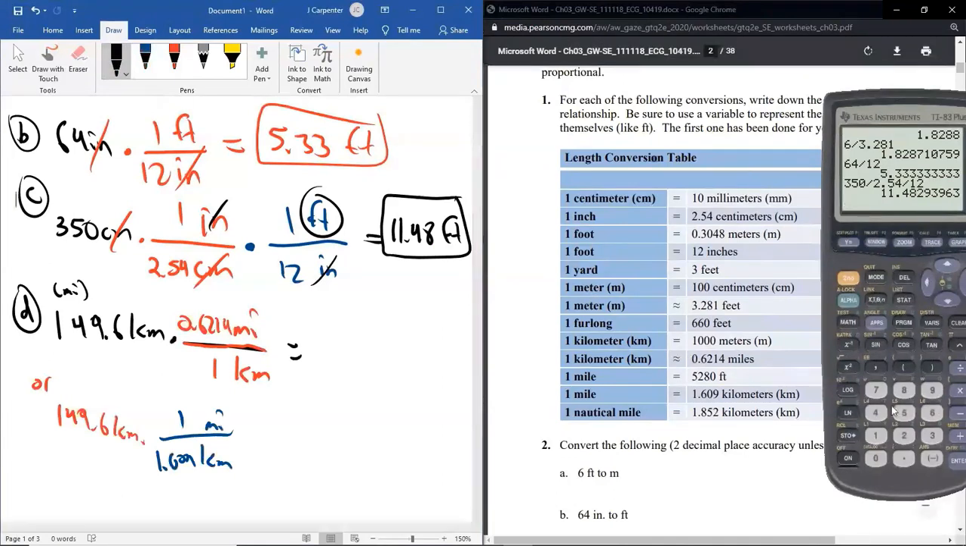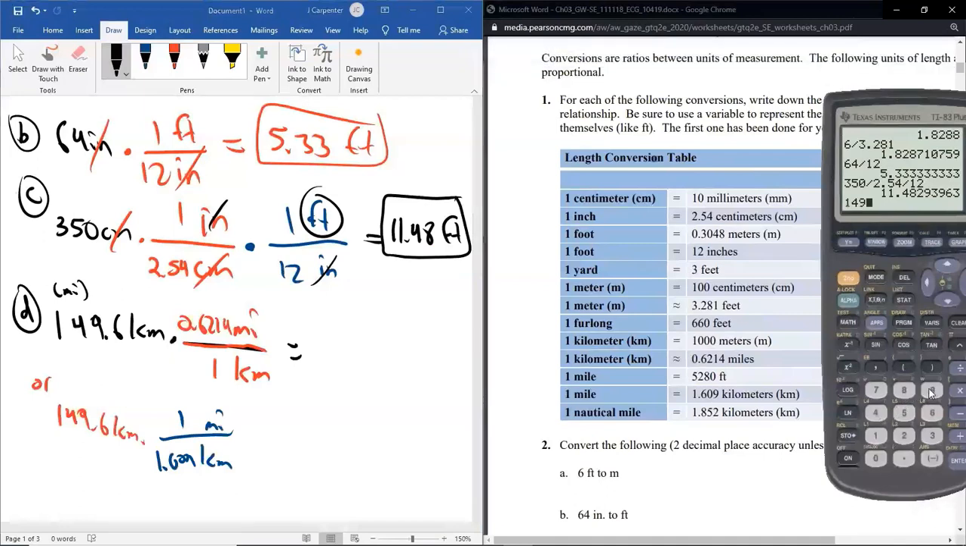Only going to show one of these. 149.6 times 0.6214. Hit enter, your kilometers cancel, and you'll get 92.96 miles, and you'd get the same answer the other way.